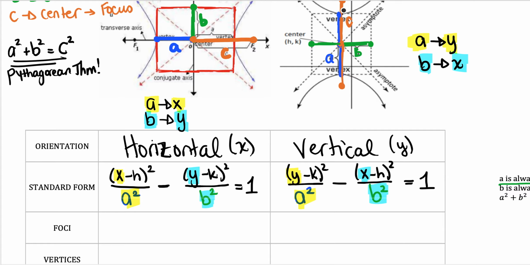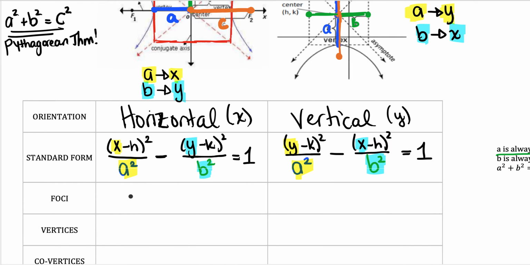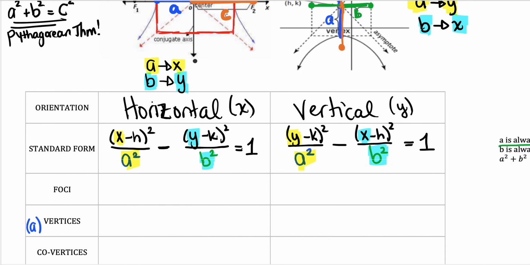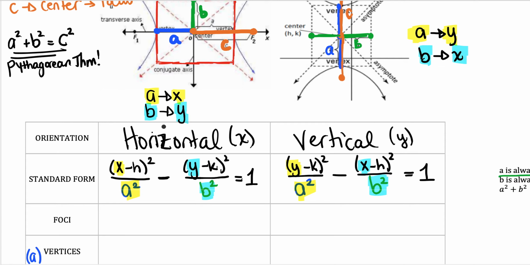All right, foci. So the foci are always going in the same direction as A. Let's do vertices first, actually. So A, I'm going to do it in blue, because vertices are my A, right? That is what is directly affecting my vertex or vertices. So for my horizontal hyperbola, A is directly affecting X.